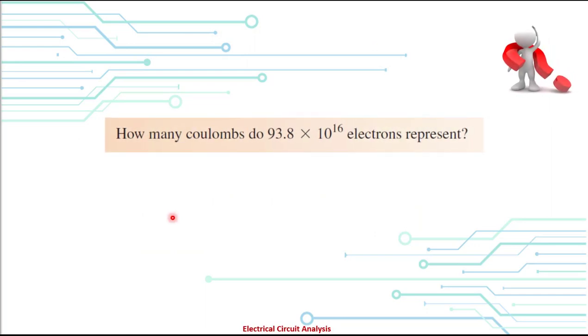Here is one example for you to calculate. You have to find out the total charge represented by this quantity of electrons, which is 93.8 times 10 to the power 16 electrons. A hint for your calculation: you can use the equation for charge. I will take a pause for a while so you can do your calculations.